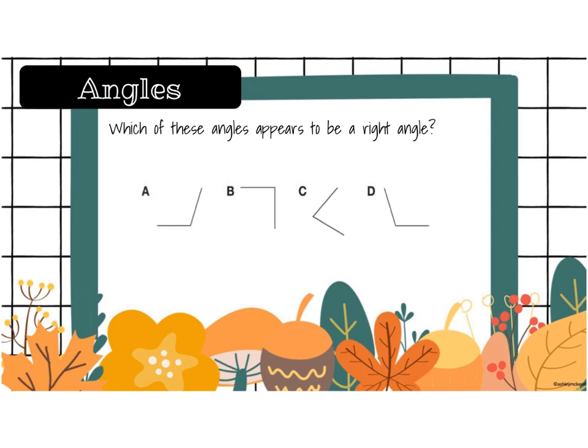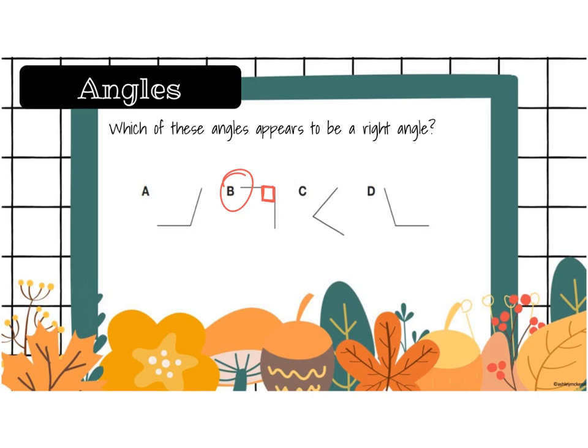Which of these angles looks like a right angle? Do it on your whiteboard. Don't blurt out. Show me on your whiteboard. Good. You guys are showing me answer B, which is correct. If I were to draw a little box in the corner, it's going to make a perfect square just like this. Mine is not perfect, but if I could draw a perfect square, it would be perfect.